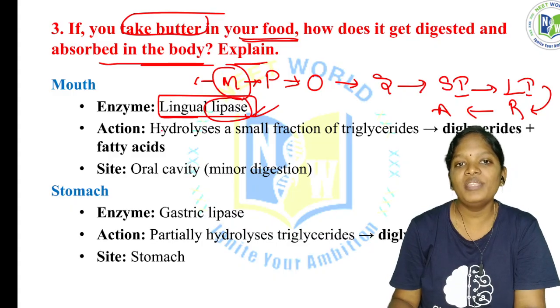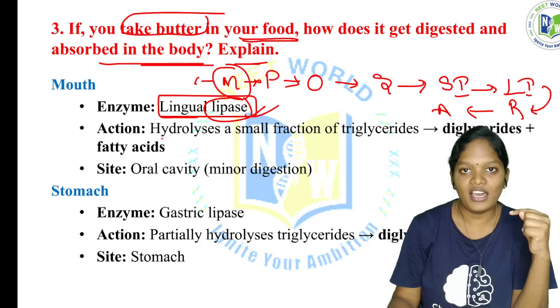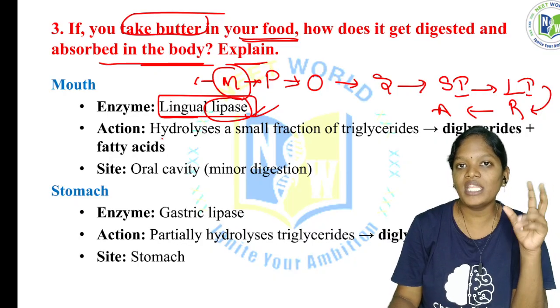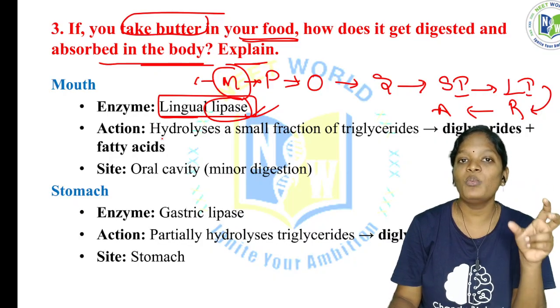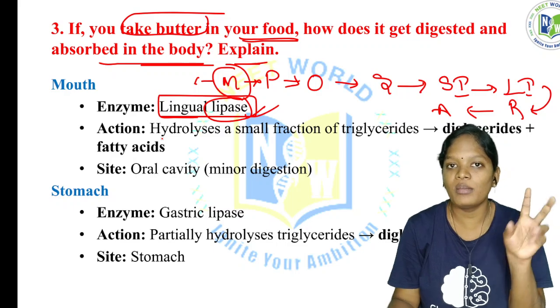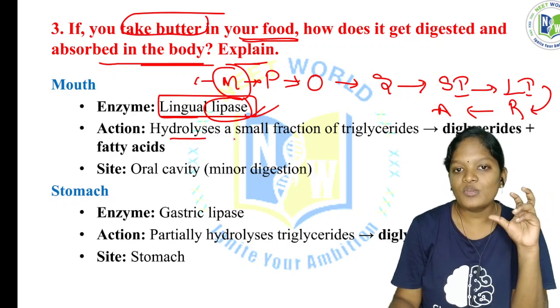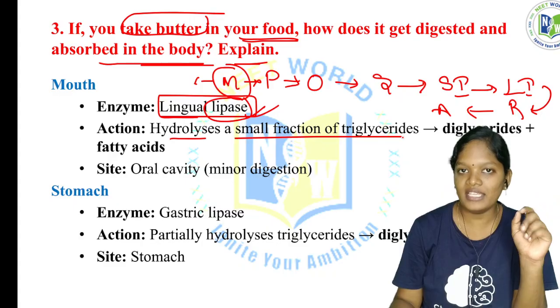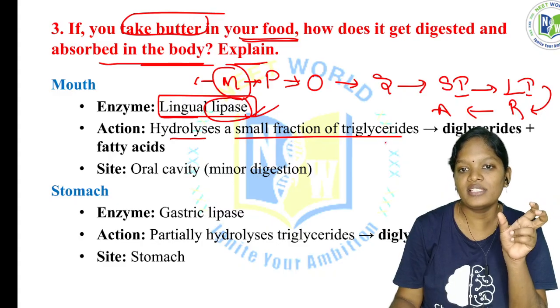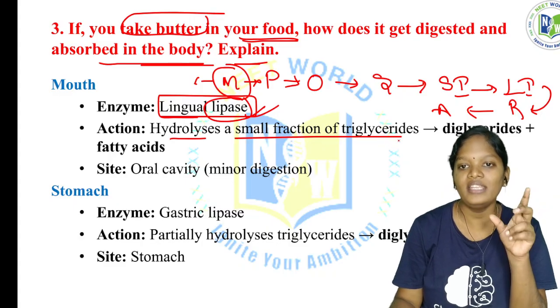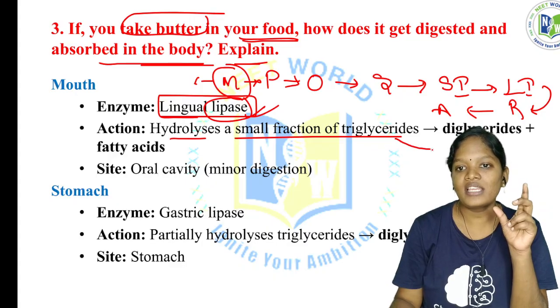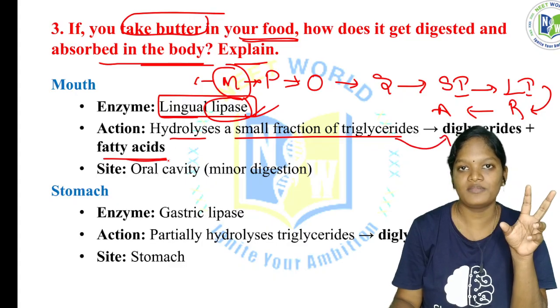What will be the action if we take the butter initially? We are taking the butter in our mouth. Which enzyme is getting activated? Lipase is getting activated. Now, what is this lipase going to do on butter? It hydrolyzes a small fraction of the triglycerides. This lipid is a triglyceride, and this triglyceride is converted into a diglyceride plus fatty acids.